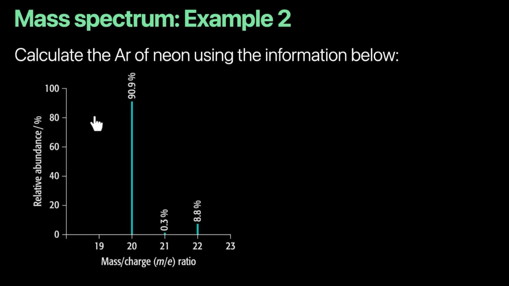So here is an example of the mass spectrum of neon. If you notice here, the mass spectrum has three peaks, so it tells me that I have three isotopes of neon. This one here has a mass of 20. This one has a mass of 21, and this one has a mass of 22. The mass 20 isotope has an abundance of 90.9, the mass 21 isotope has an abundance of only 0.3, and the mass 22 isotope has an abundance of 8.8.